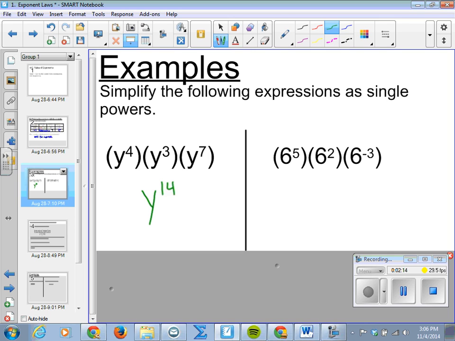Then we have 6 to the 5th times 6 to the 2nd times 6 to the negative 3rd. We'll talk about negative powers in a few more lessons, but for now, all we got to do is add them up like usual. So 5 plus 2 is 7. 7 plus negative 3 is 4. We have 6 to the 4th power.